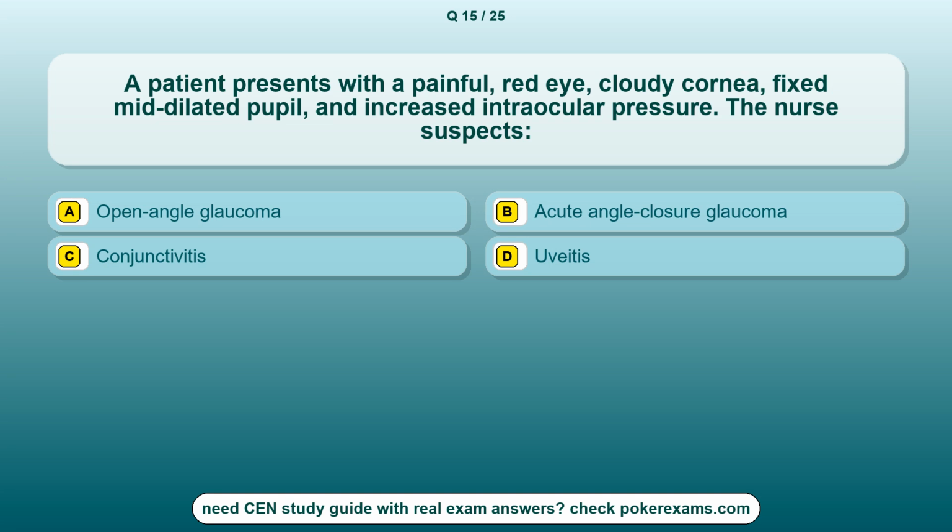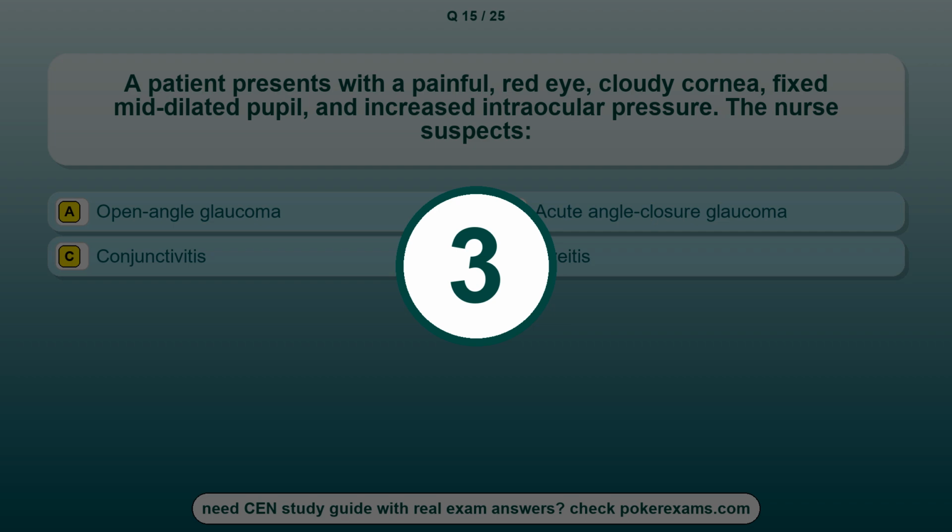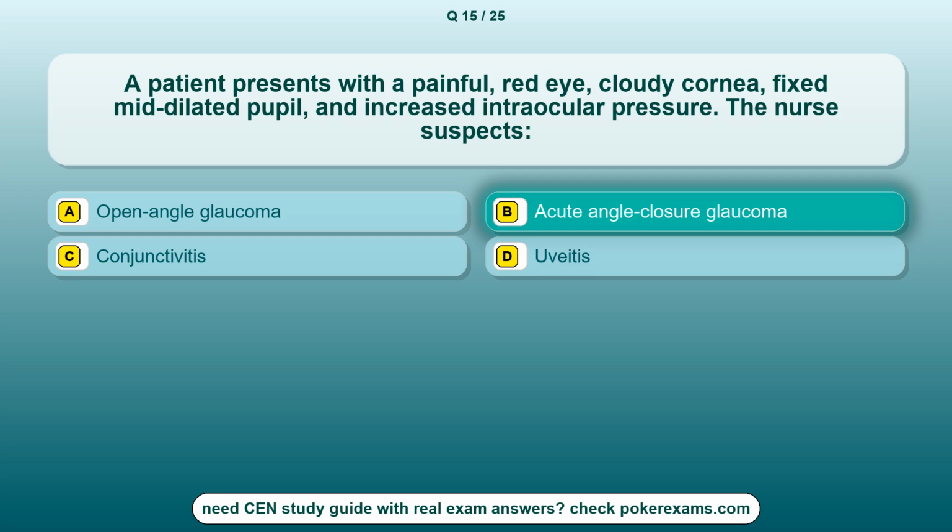Question 15. A patient presents with a painful, red eye, cloudy cornea, fixed mid-dilated pupil, and increased intraocular pressure. The nurse suspects: Option A, open-angle glaucoma. Option B, acute angle-closure glaucoma. Option C, conjunctivitis. Option D, uveitis. The correct answer is option B, acute angle-closure glaucoma.